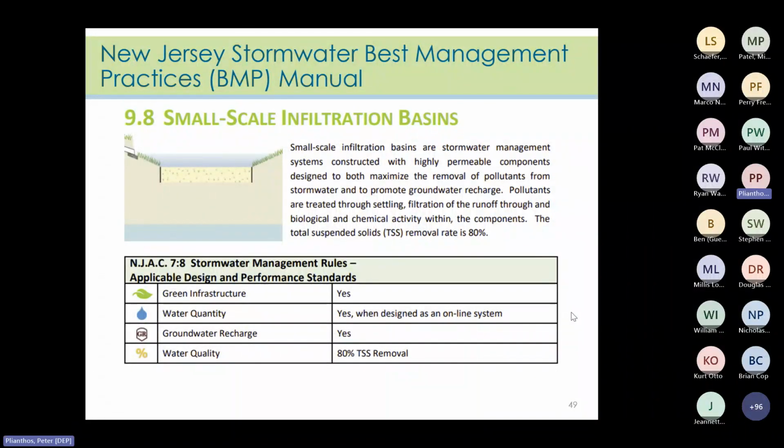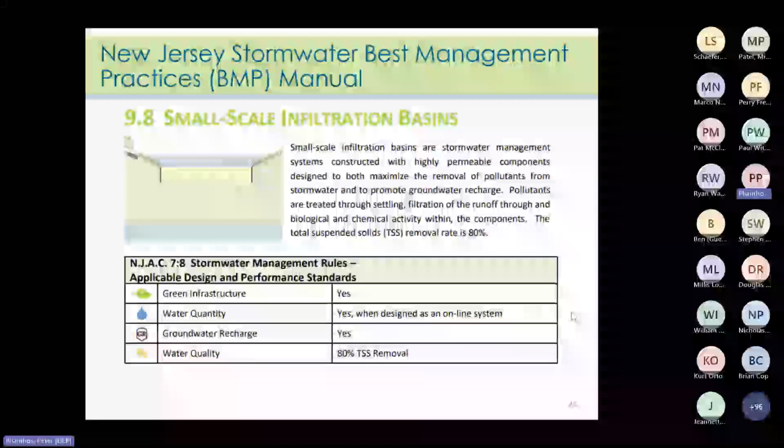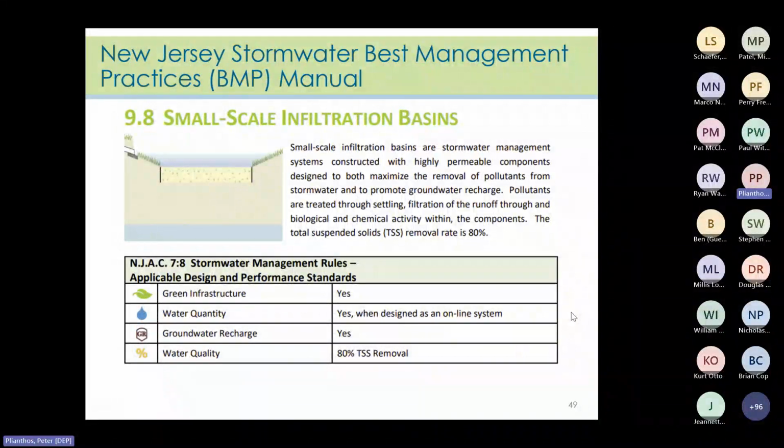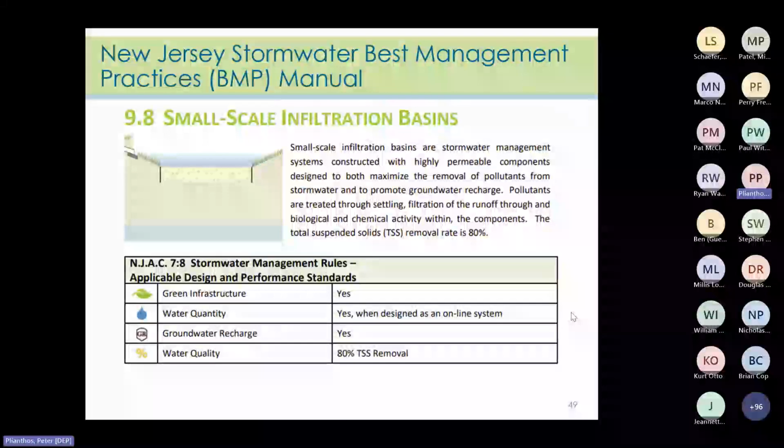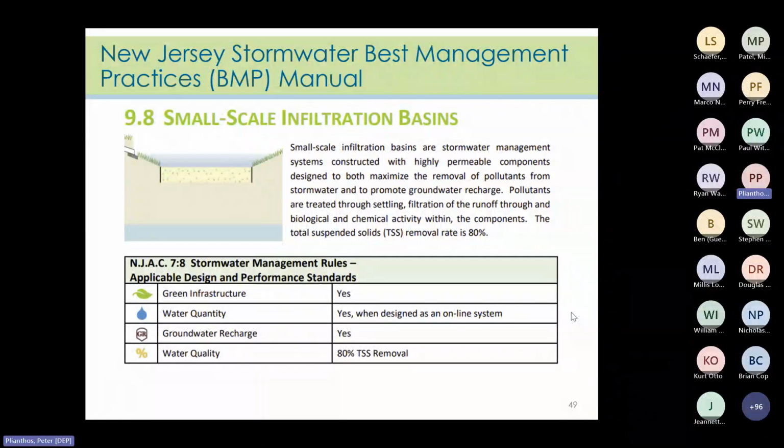In this case, the small-scale infiltration basin, when designed in accordance with all of the design criteria in the chapter, is approved as a GI BMP. It can be used to address stormwater runoff quantity control when designed as an online system. It can be used to meet the groundwater recharge requirement. And it has a TSS removal rate of 80%. The other tables below this first table, although not shown here, provide additional design criteria explained in the chapter.